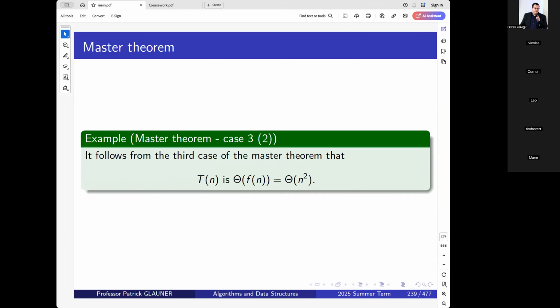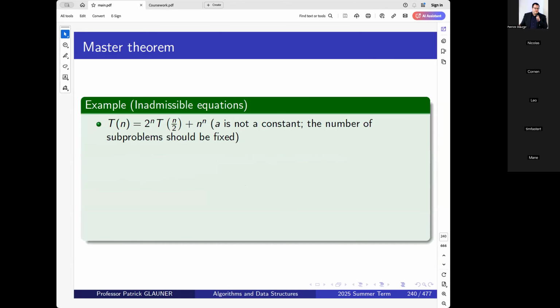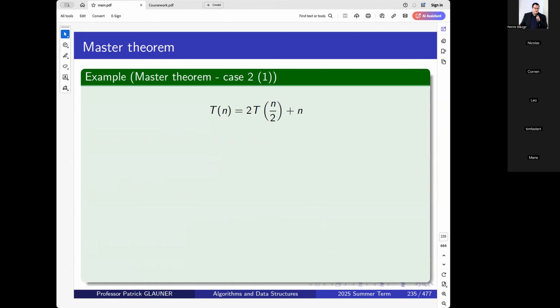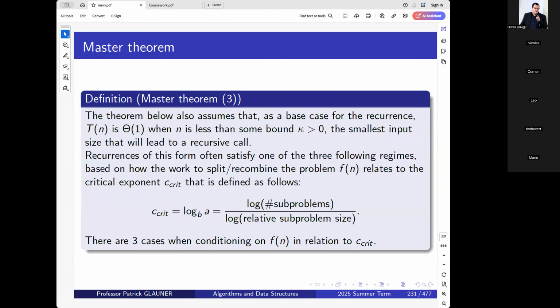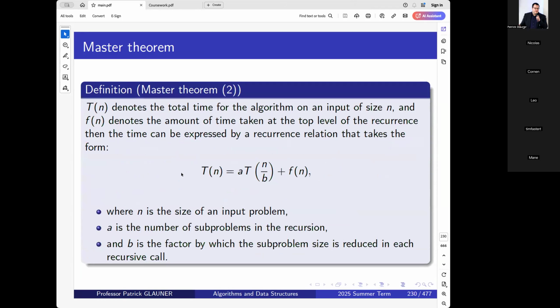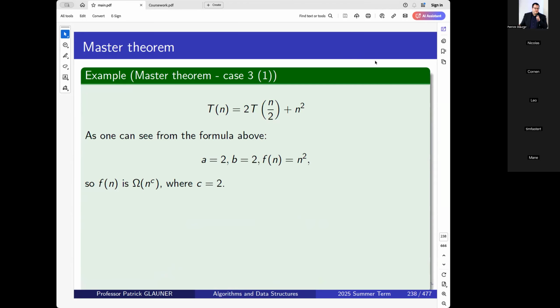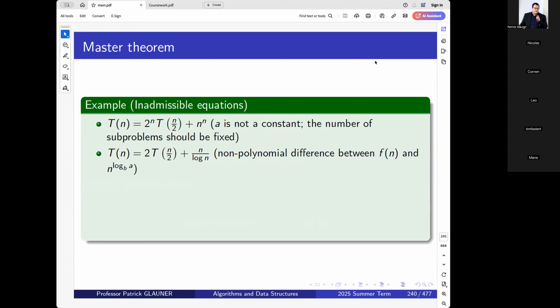This was the example of case 3 we've just studied together. It's very important that whatever recurrence relation you want to use for the master theorem needs to fit this pattern here: a times T of n divided by b plus f of n. And there are a couple of examples here of recurrence relations where you cannot apply the master theorem.